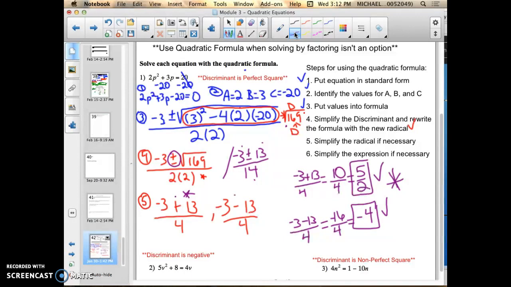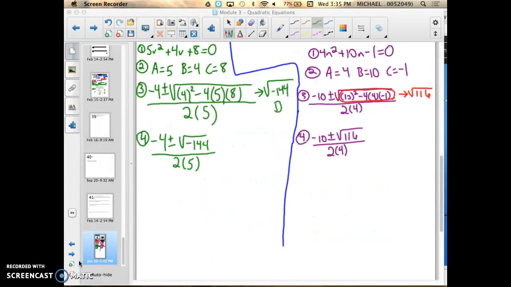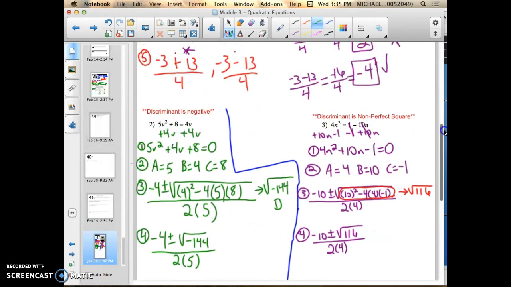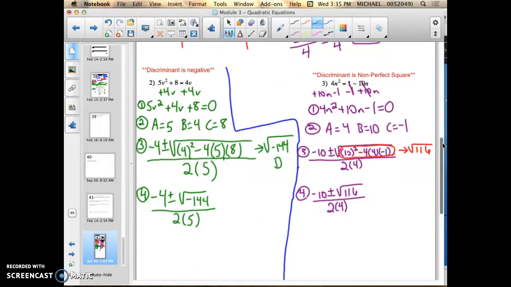Now let's look at what happens when the discriminant is negative and when the discriminant is a non-perfect square. Please, at this moment in the video, pause it and get caught up with these notes, all right? So pause it and write down what I have in green for number 2 and write down what I have in purple for number 3. Because after you pause it, I'm going to go through step 5 for each of these because the discriminant is different. So pause it, take a moment to write everything down that I have exactly like I have at steps 1 through 4.